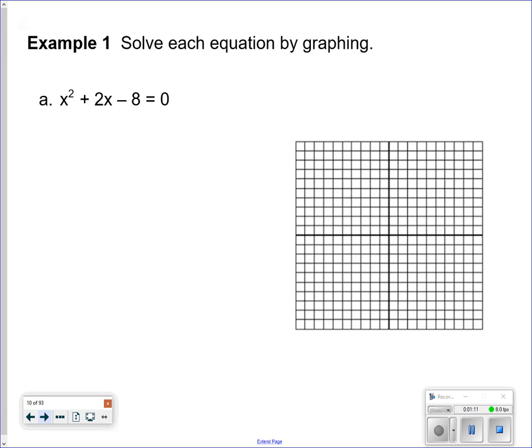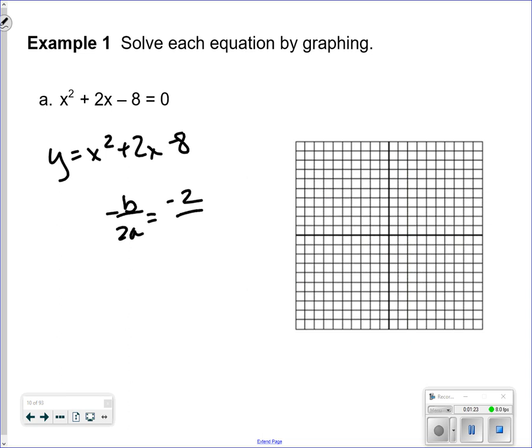If we turn this into y equals x squared plus 2x minus 8, I can graph that parabola. So I have to find the vertex. Negative b over 2a. This goes back to chapter 2. Negative b over 2a, I end up getting negative 1. Plug negative 1 back in, I get negative 9. So I'm going to graph my parabola at negative 1, negative 9.